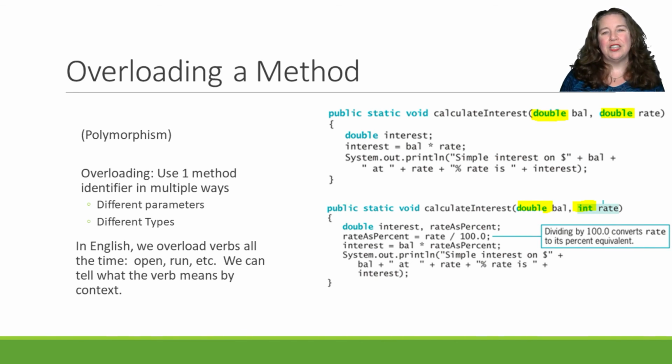What we've done here is we've actually created two methods with the exact same name that when you pass it the rate as a double, it knows that it's already in percentage decimal form, and we can go ahead and use it like that.